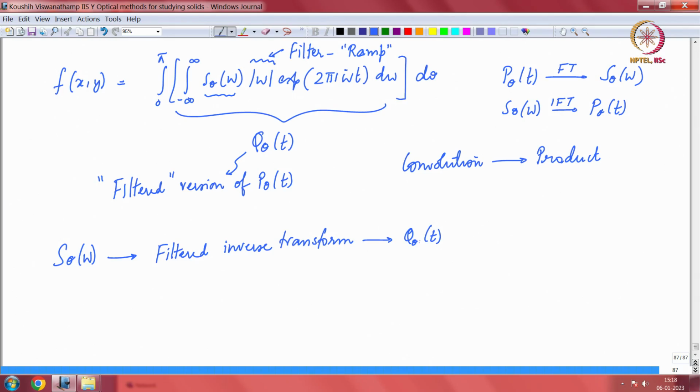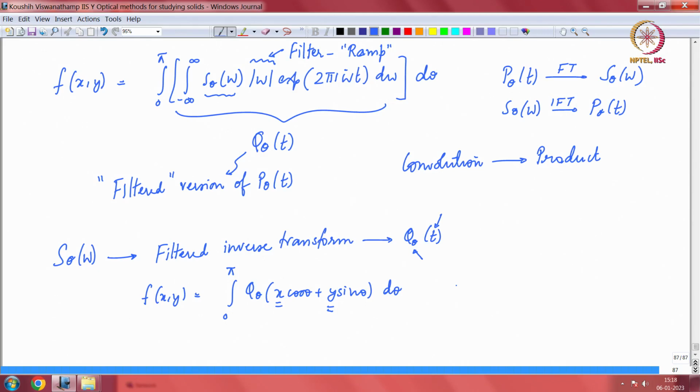Now, once you have q theta of t for a particular theta, you can get f of x y by integrating over all theta. So, now you have 0 to pi q theta of t, where remember t was x cos theta plus y sin theta, d theta. So, for every single theta you just add up the contributions from q theta at any particular x and y and you will get the actual function.